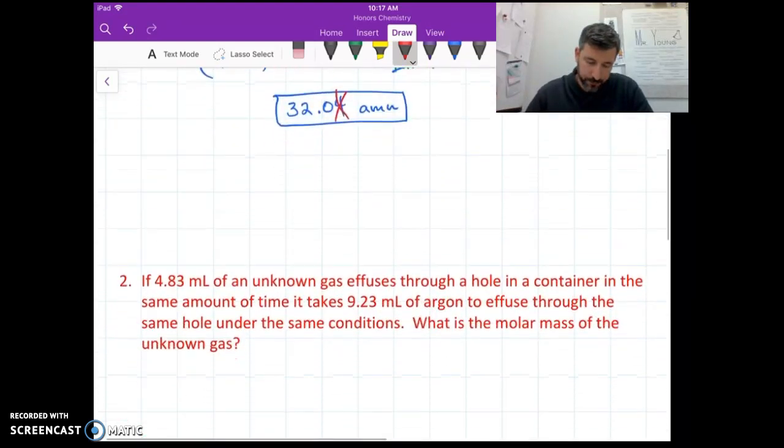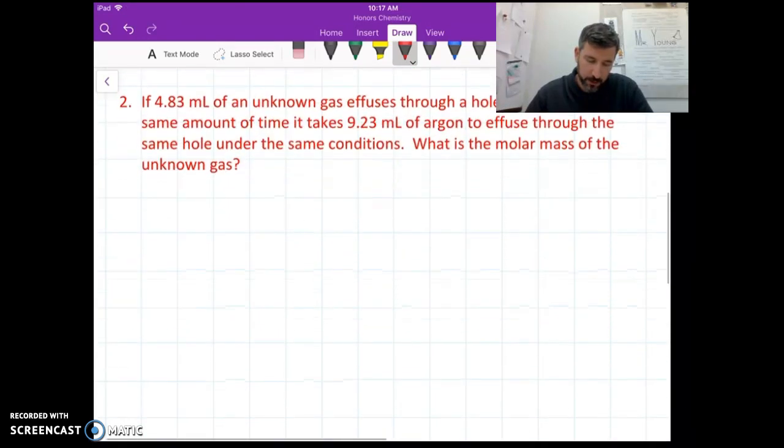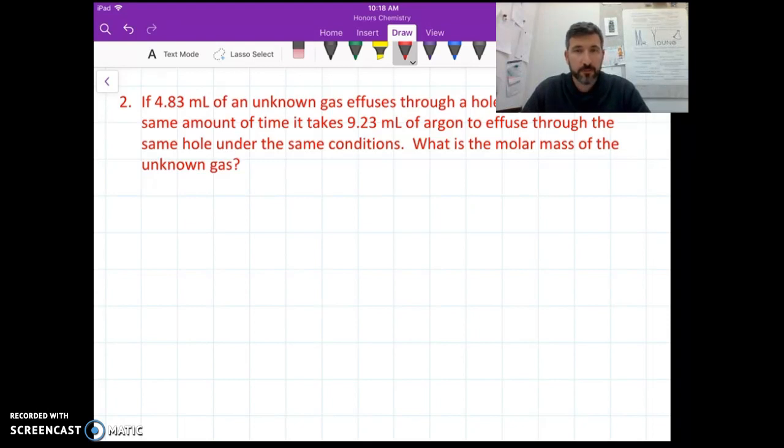Let's try another question. 4.83 milliliters of an unknown gas effuses through a hole in a container in the same amount of time it takes 9.23 milliliters of argon to effuse through the same hole under the same conditions. What's the molar mass of the unknown gas?